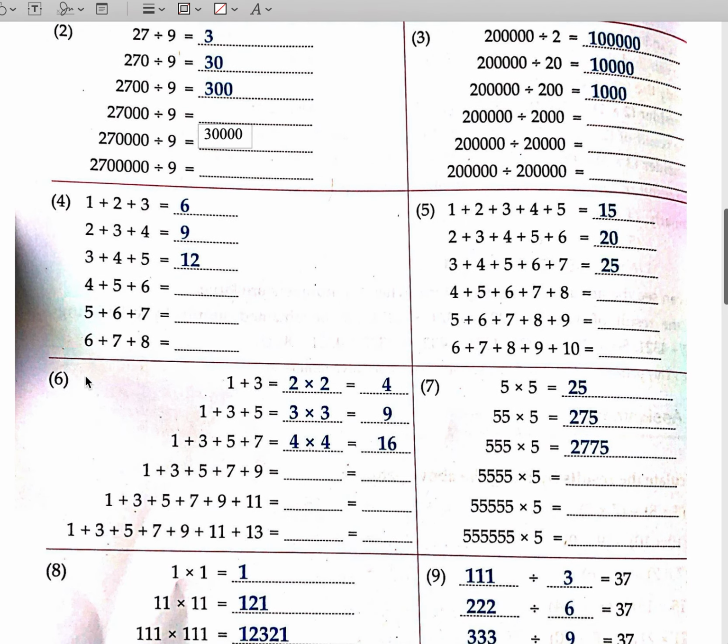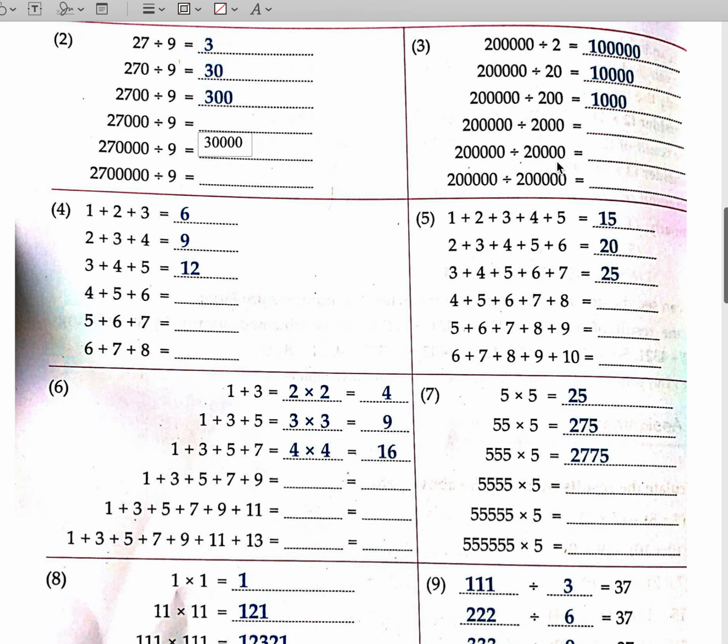Next, the same thing applies here. So we will cancel the number of zeros. If there are 3 zeros here, we'll cancel 3 zeros here and the answer will be 100 and so on.